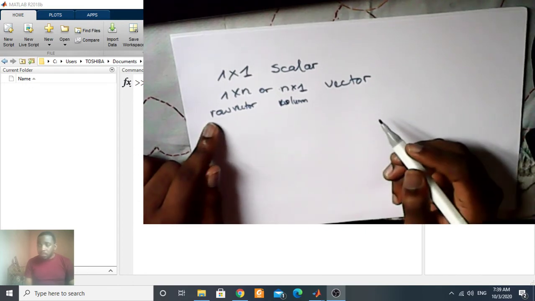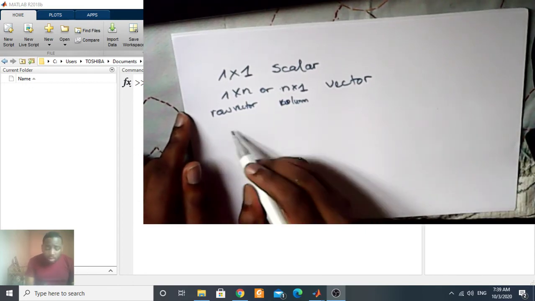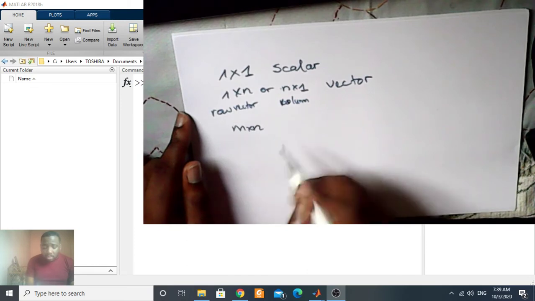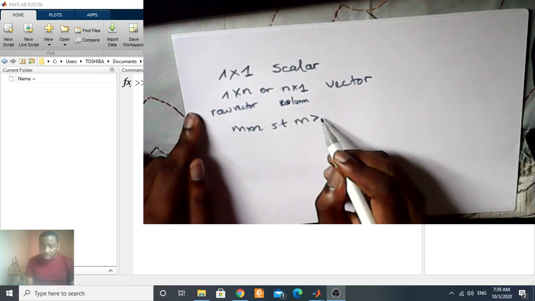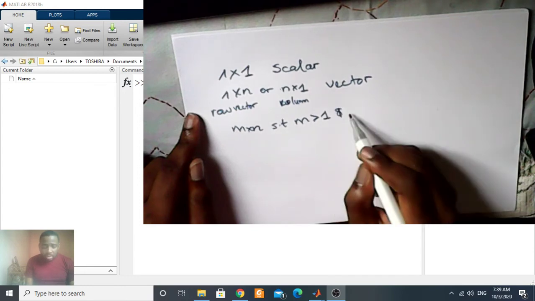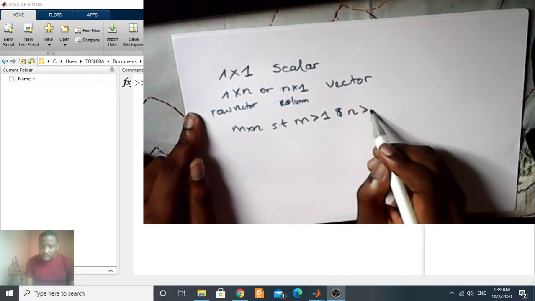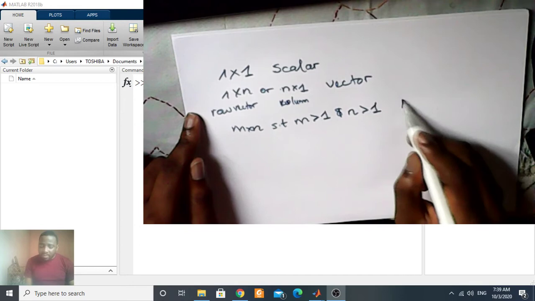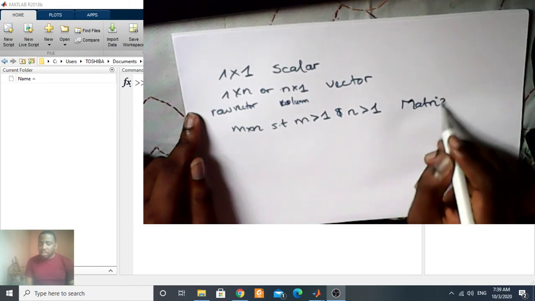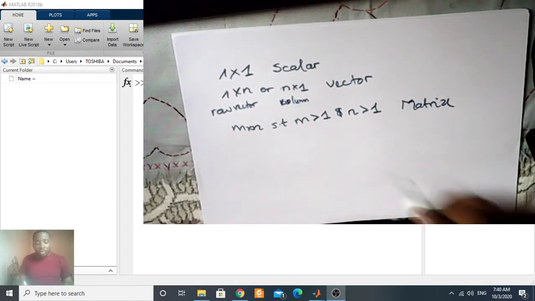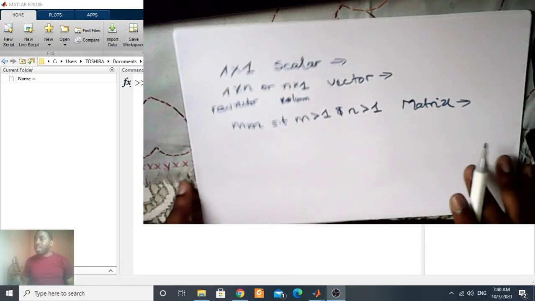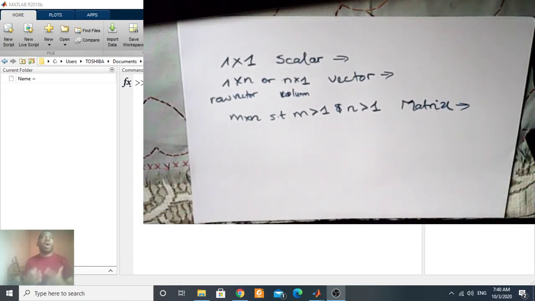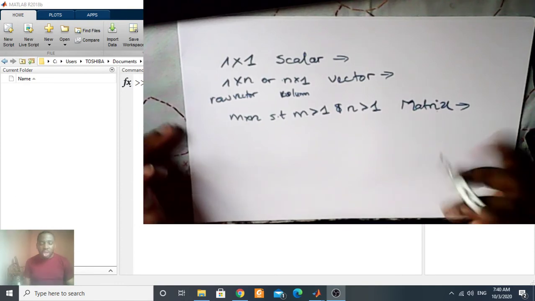And any other m by n such that m is greater than 1 and n is greater than 1, in this case we have a matrix. So these are the three domains in which we want to see mathematical operators, and also how they interact with each other somehow.